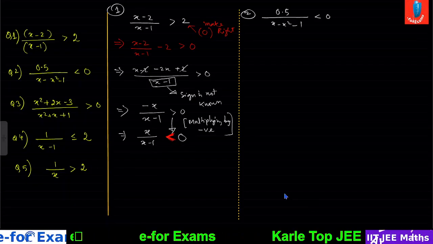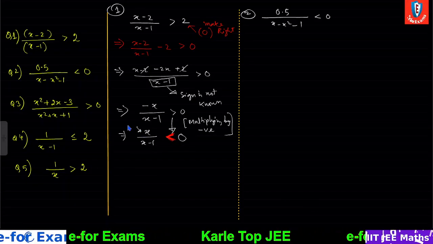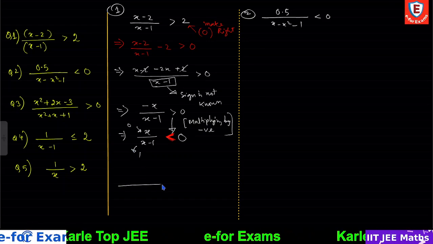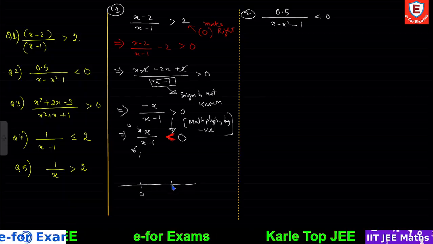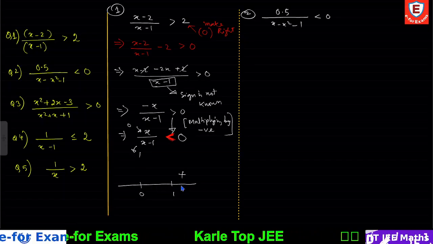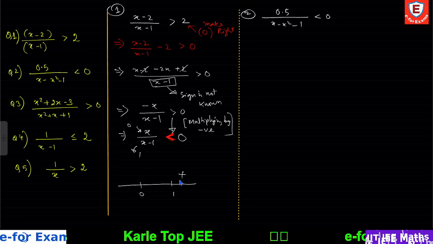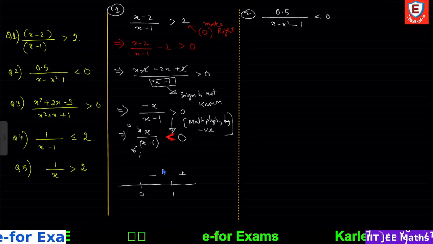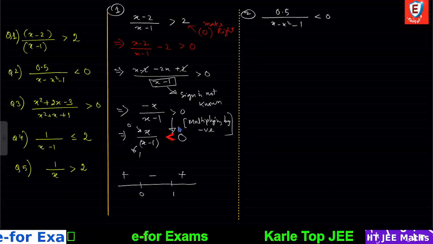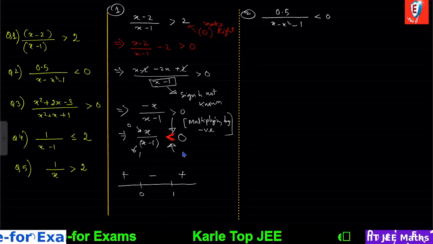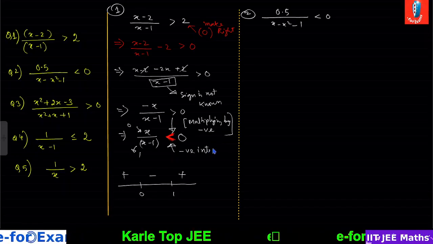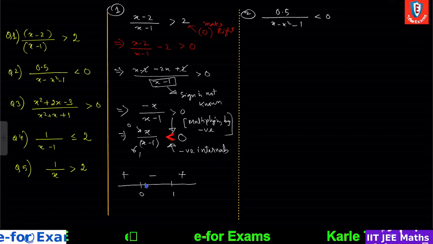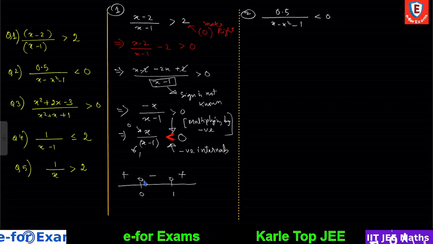Let's plot the solution. From the numerator the solution is 0, from the denominator the solution is 1. So plot them, 0 and 1. Rightmost is plus, all degrees are odd, so plus, minus, plus. It's less than, right? Less than means negative interval.